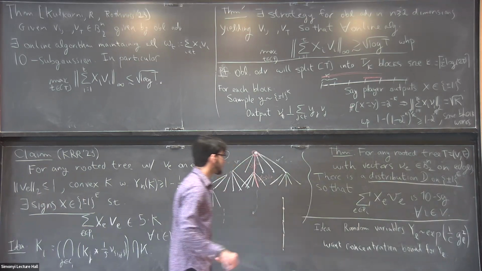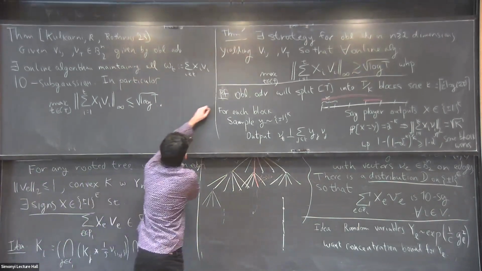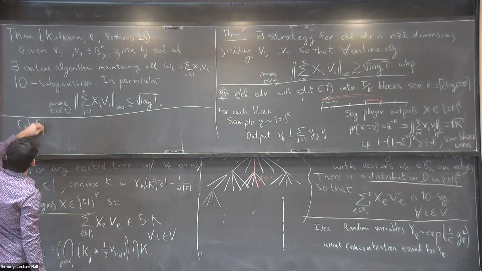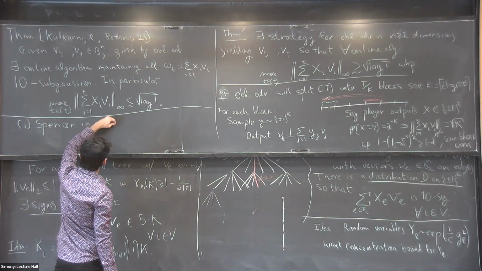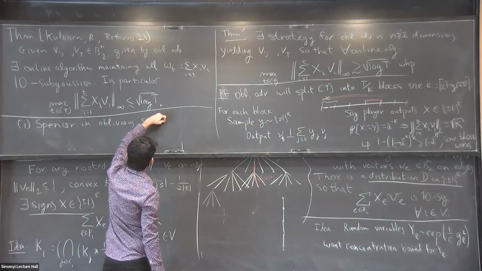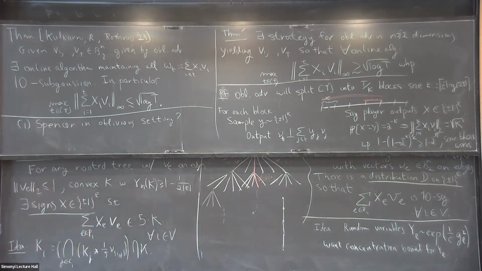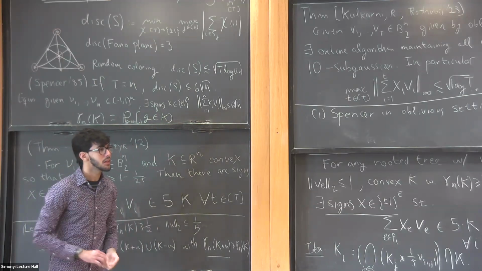I want to mention a couple open problems still. So this doesn't feel like the end of the road. So one is Spencer in the oblivious setting. This means there's infinity bounded vectors instead of the ball. Yes. So here the oblivious adversary gives me these vectors in the cube, and I want to pick signs so that the L infinity is bounded.